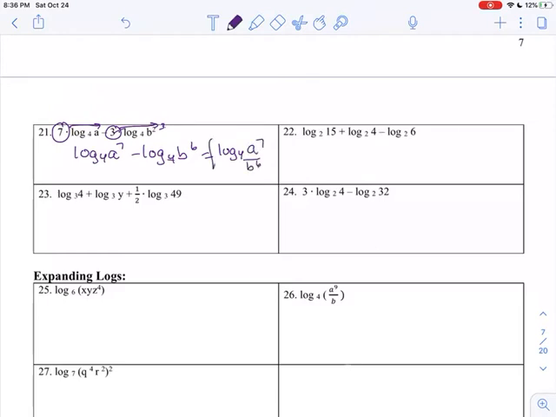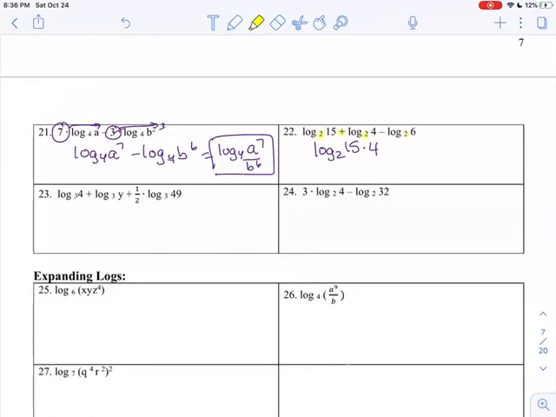And then when I have subtraction, as long as I have the same base there, I'm going to combine that together. So that's log base 4 of a to the 7th over b to the 6th. I'll combine them together since they have the same base, and they will be dividing now.